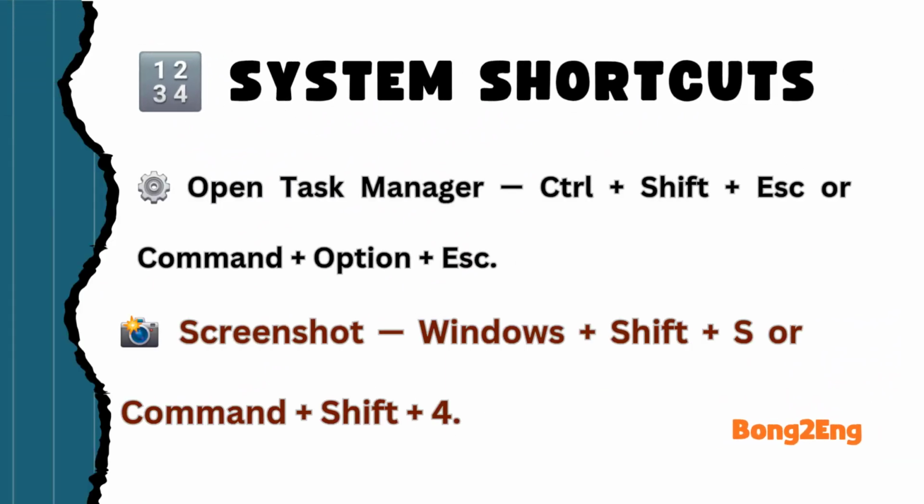Screenshot. Press Windows plus Shift plus S on Windows, or Command plus Shift plus 4 on Mac. This shortcut lets you capture part of your screen, perfect for saving something quickly.